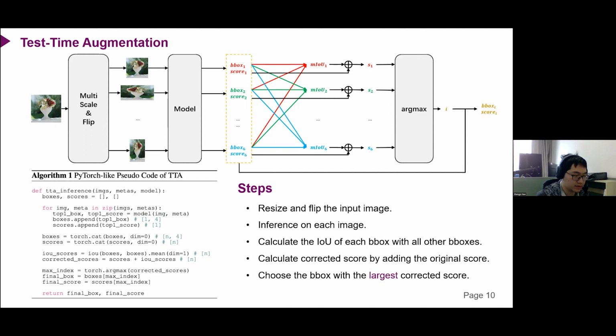we calculate its intersection over union with all other bounding boxes and add the mean value to its original score to obtain 6 corrected scores. And finally, we select the bounding box with the largest corrected score as the final result.